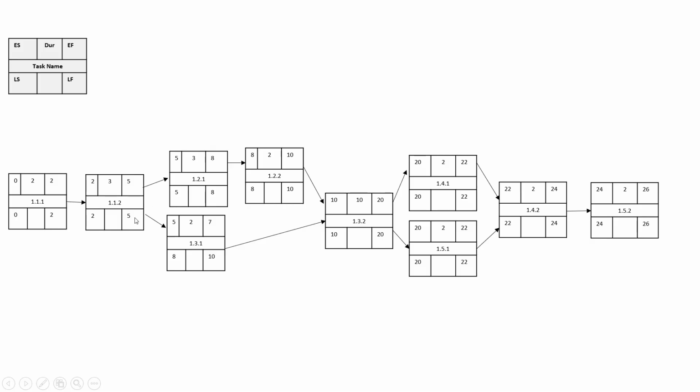So 5 is going to be the late finish of our previous task, and we subtract the duration of that task, which is 3, which gives us the 2 for our late start. And then again, we carry over our late start as the late finish of our previous task, and we subtract the duration, which is 2 days, and we are left with 0.